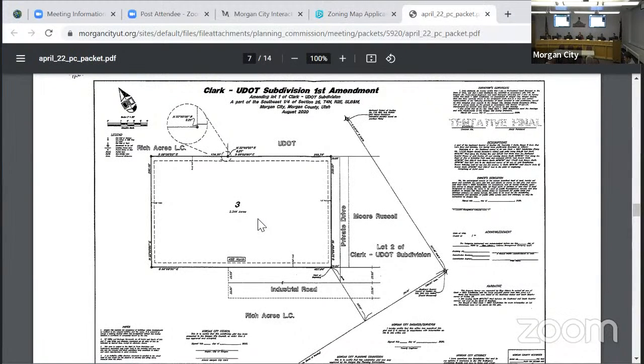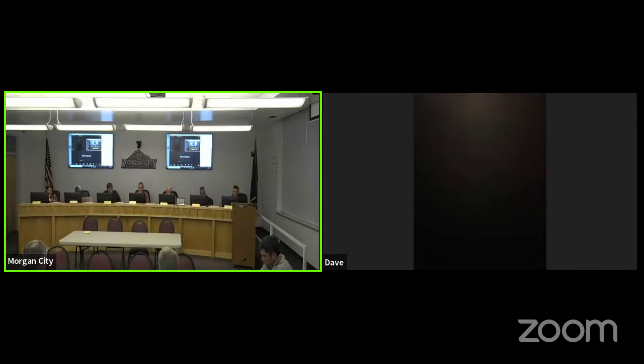Rich Acres is a Clark dairy farm, the Clark family. They own the rest of all those fields surrounding that area. Rich Acres is who this was originally bought from, the original plat. So what's proposed is they're buying an additional piece from the Clark family, which was called Rich Acres. That's the name of the Clark family. They're just expanding that one.